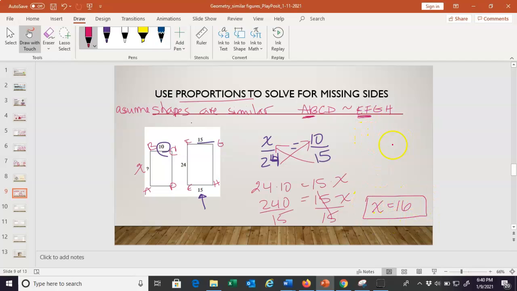There we go. And if you wanted to check yourself, you could. We could plug 16 in for x up here in this fraction. And then we would just check it like we did those original ones. Let's see what the decimal is, and they better match because they're supposed to be proportional. And sure enough, they do. It's 0.67 equals 0.67. So that's a really good way to make sure you've solved correctly.